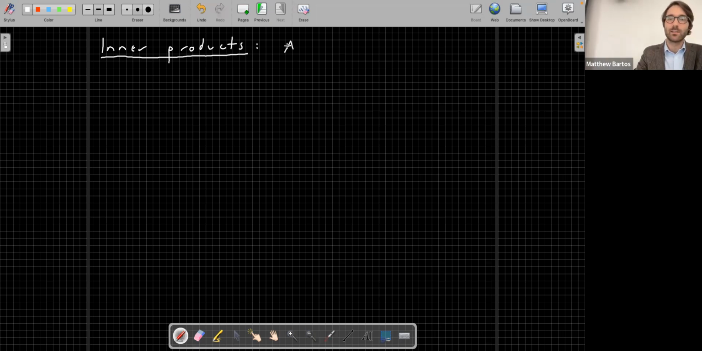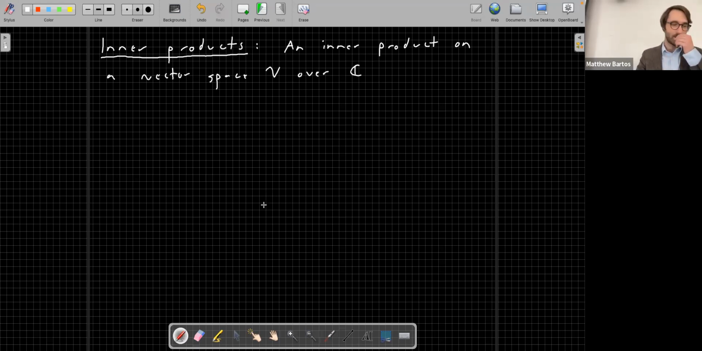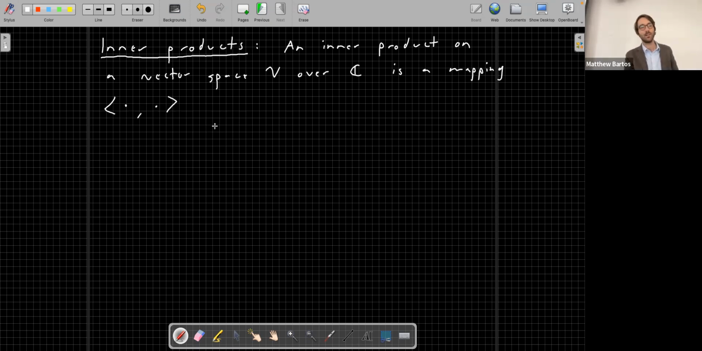So an inner product in general on a vector space V defined over a field, which I'll just call the complex numbers, you can also define it over R, is a mapping, which I'm going to denote by these little angular brackets here, so it's angular bracket dot dot angular bracket. It's a mapping to the complex numbers, satisfying the following properties.